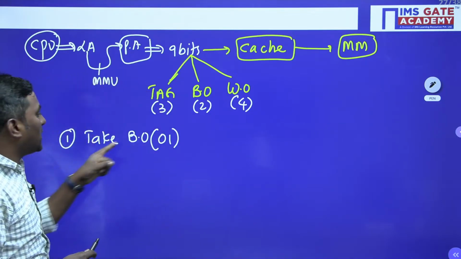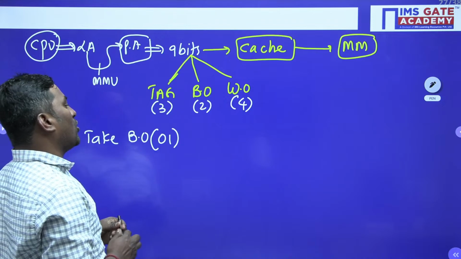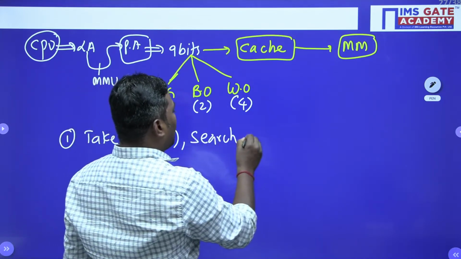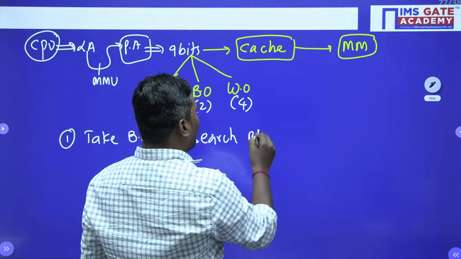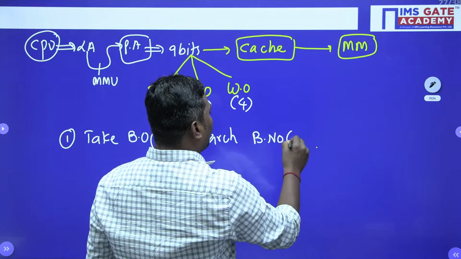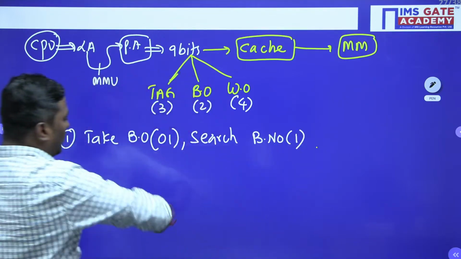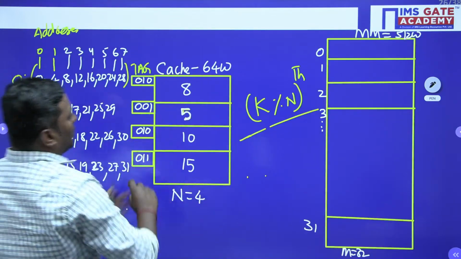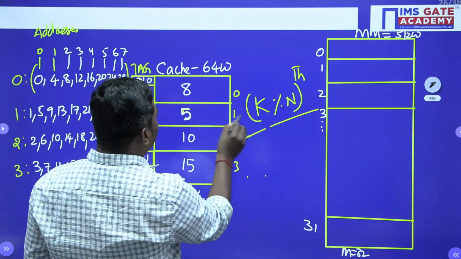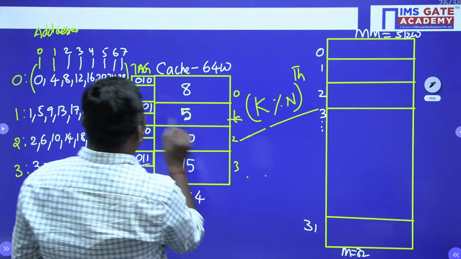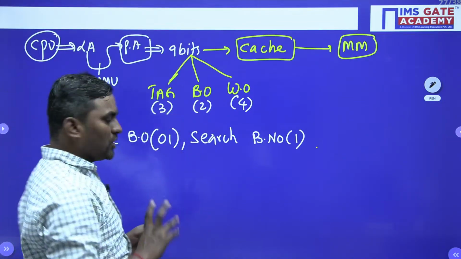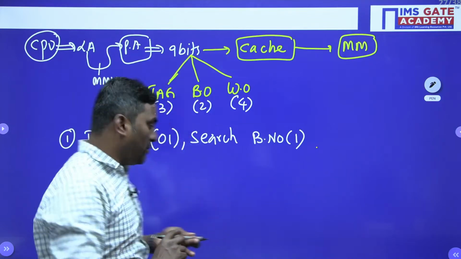Step number 1, take a block offset bits. Search block number. So search block number, okay, block number. That is what? 1 only, right? So 0 1 nothing but 0 1 nothing but. So this is 0 block, this is 1, this is 2, this is 3. 0 1 nothing but this block only, this block only. I searched, okay. I'll use some combination circuit, I'll search it as well. Search.